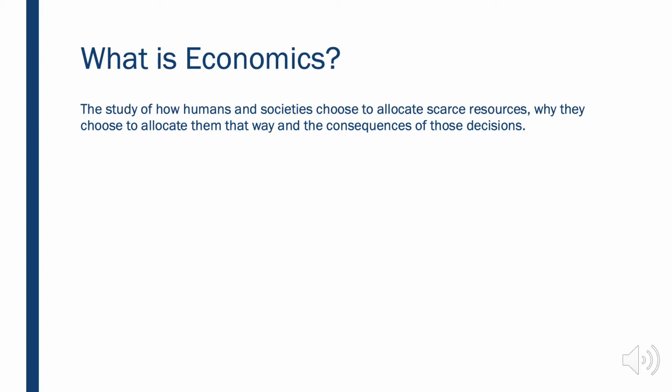So, what is economics? Economics is the study of how humans and societies choose to allocate scarce resources, why they choose to allocate them that way, and the consequences of those decisions. It's not always just numbers, but the way that we as a society or people react when there is a limited or unlimited amount of resources available to us.